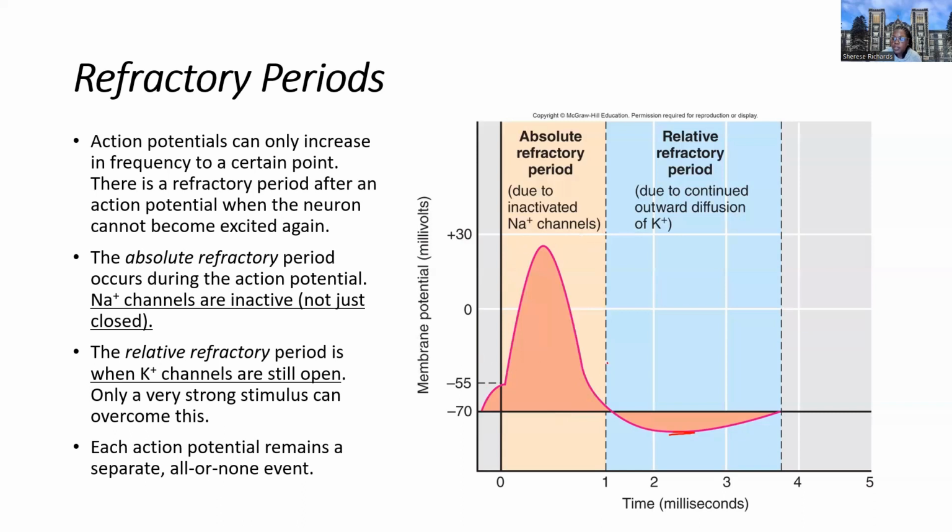The relative refractory period is going to be a few milliseconds after the repolarization. And this is that time of hyperpolarization where the membrane potential is still very negative. So it's going to take a stronger stimulus, but the sodium channels are capable of opening. So we could fire another action potential, but we just need a strong enough stimulus.